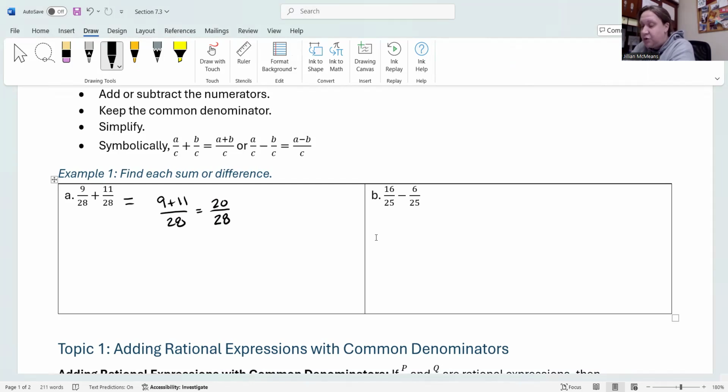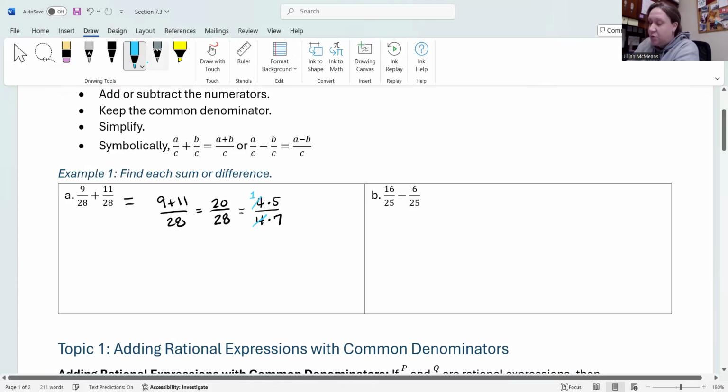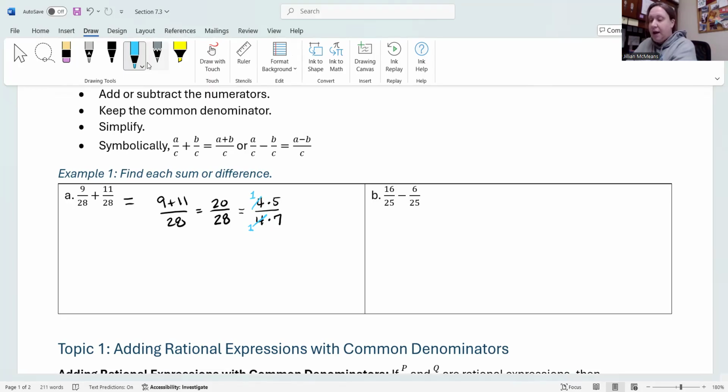So now I have 20 and 28. I happen to know that 20 can be written as 4 times 5. 28 can be written as 4 times 7. So hopefully it's fairly easy to see that 4 divided by itself is just 1. So those 4s we say cancel, it just cancels to become a 1, and that leaves us with a final answer of 5/7. So 9/28 plus 11/28 is really 5/7. Okay? Part B, we have subtraction.